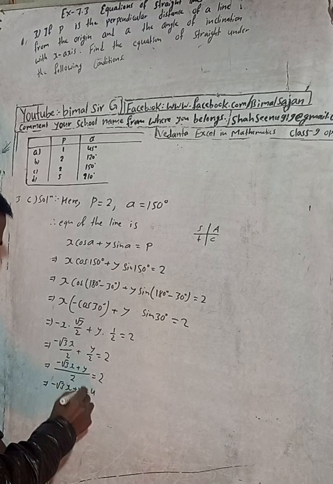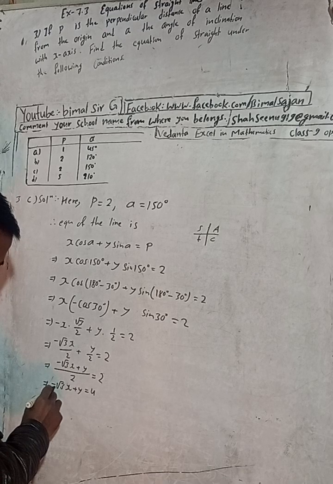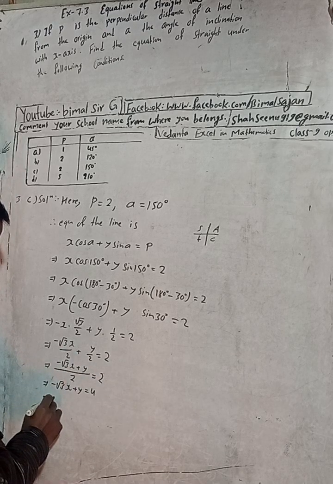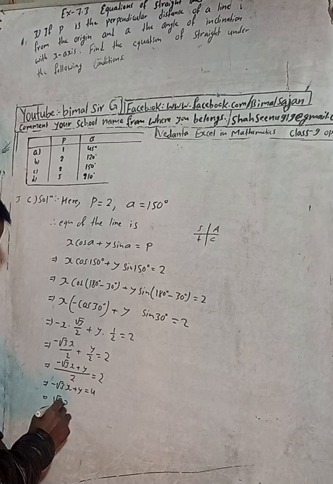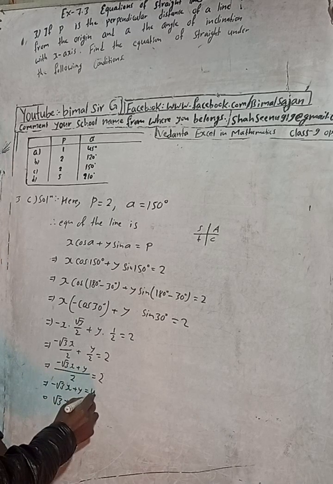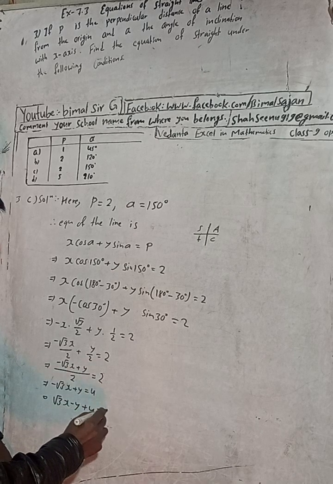Now I will take the minus root 3x to the right side, so it becomes plus root 3x, and the plus y to that side becomes minus y, and 4 is already on the right side, so it stays plus 4. So this is equal to 0.